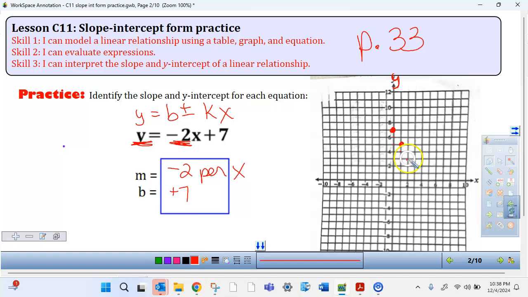Down 2, step across 1. You keep doing it because it's a constant rate. Down 2, step across 1. And you're going to keep doing that until you can't go any more. And then you're going to indicate that it would keep going with an arrowhead. And you're going to connect the points. And there is y equals -2x plus 7.